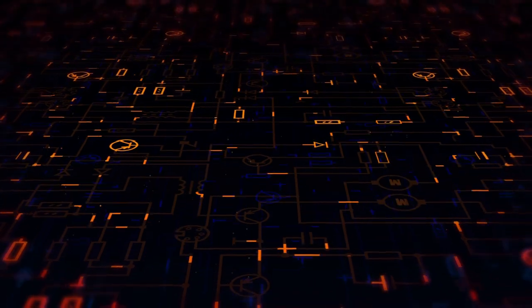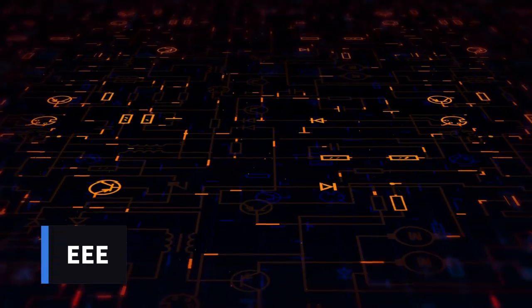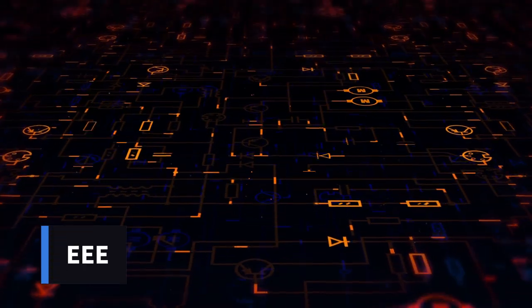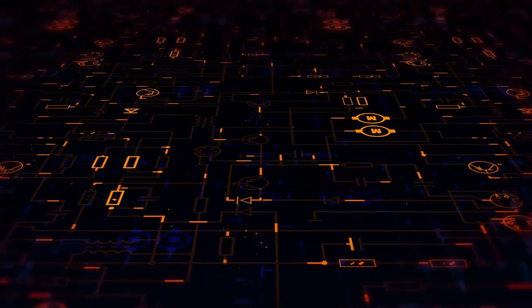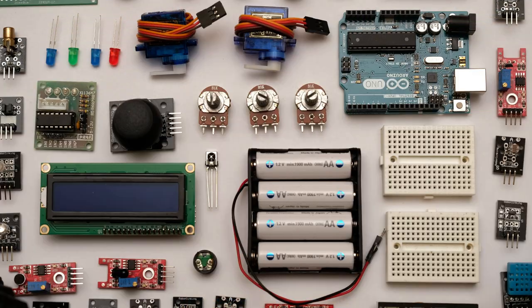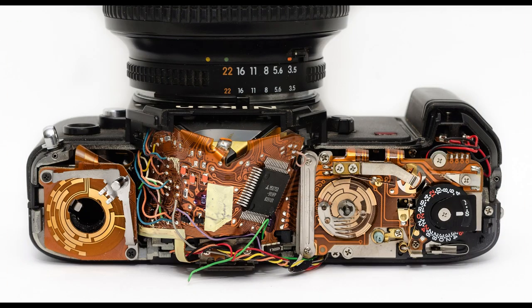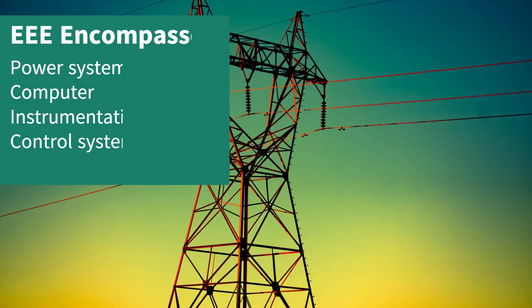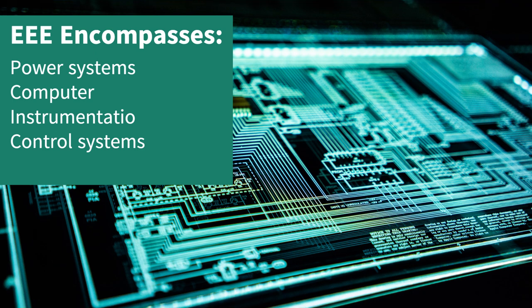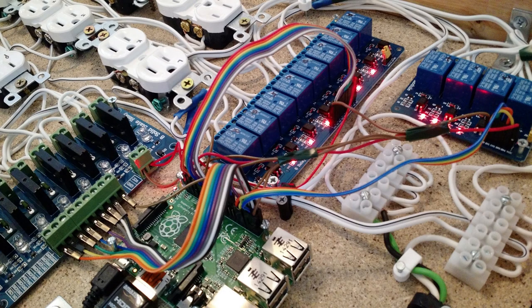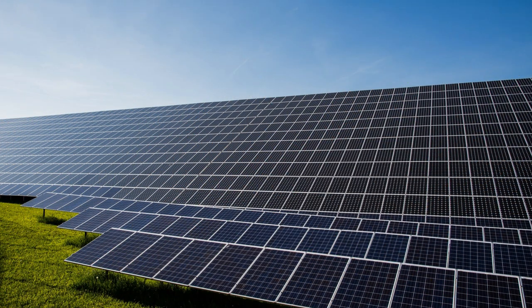Electrical and Electronics Engineering, EEE, is a branch of engineering that deals with the study of electricity, electronics, and electromagnetism. It involves the design, development, and application of electrical and electronic systems and devices. EEE encompasses a wide range of topics, including power systems, control systems, computer engineering, instrumentation and measurement, robotics and automation, and renewable energy, among others.